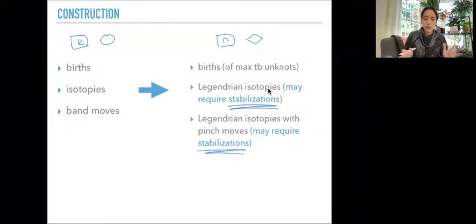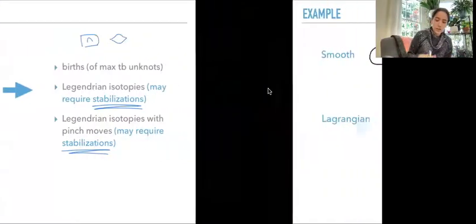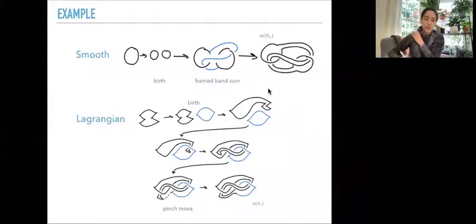So to see an example of how this works, let's go back and look at our previous examples. So remember in the smooth world, we saw that there was a ribbon cobordism from this unknot to the mirror of 6-1. And the way it worked was we first did a birth. So we birthed this other unknot, and then we did a framed band sum. In this case, it was the blackboard framing. And so we see that there's a band going along here.